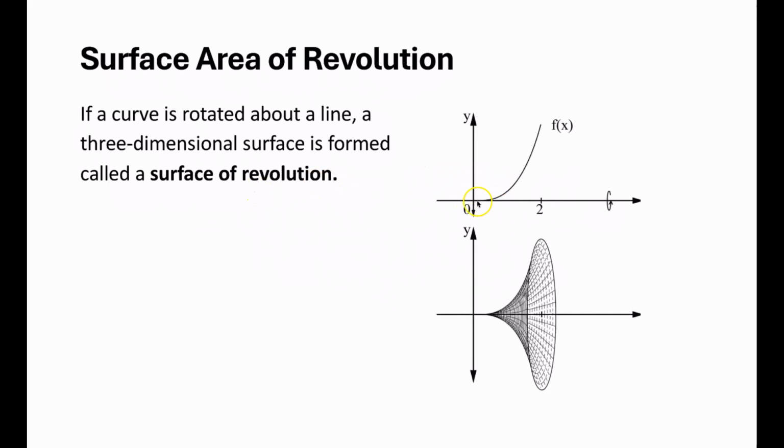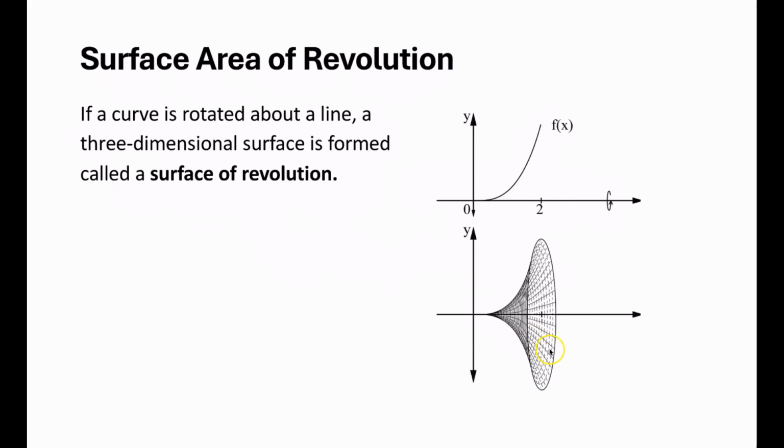So here we have this function y equals f of x, and it looks like it's defined from 0 to 2. And what we're interested in is rotating this curve about the x-axis. So we're thinking about taking these individual points and revolving them around the x-axis. Well, it's going to create this surface of revolution.